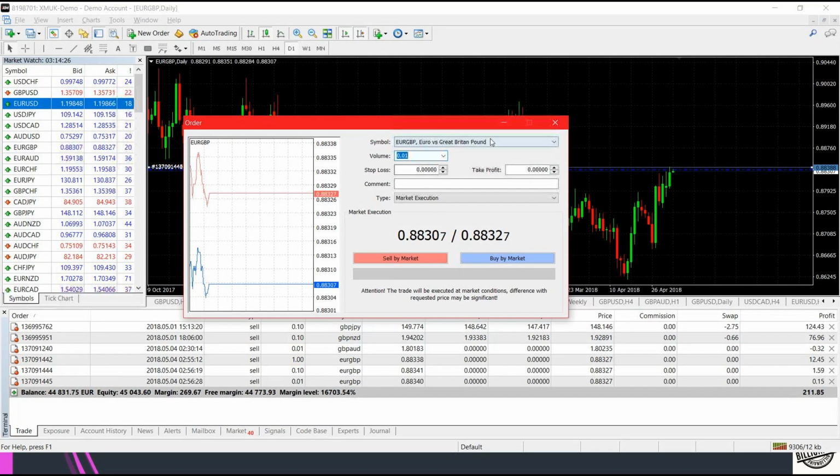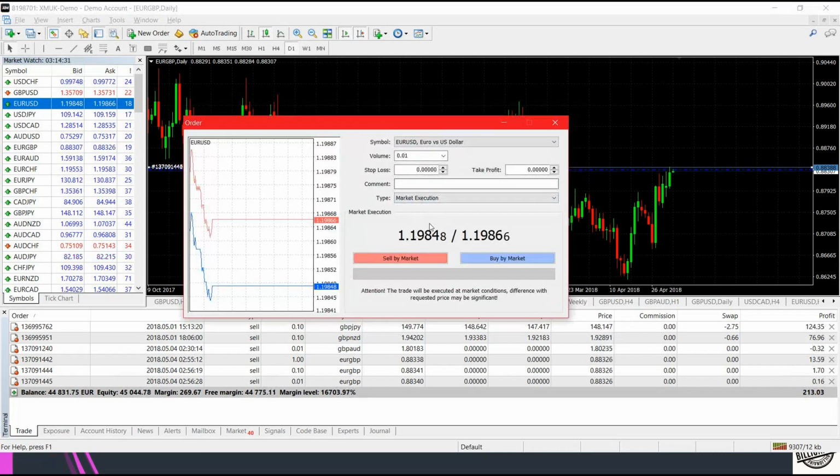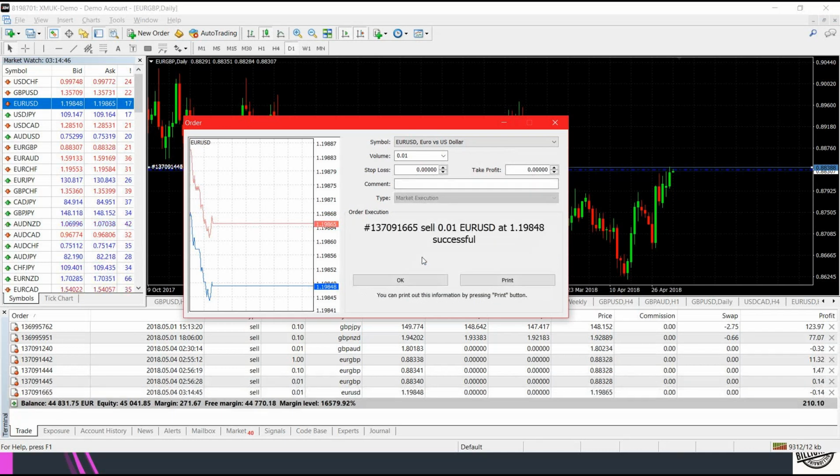Okay, I put the wrong currency. Sorry, this is what I want. If I click this, it is this price that they are going to sell to me. If I buy, this is the price that they're going to give it to me at. Let me press it now, so you can see what I mean. If I click that, you see.